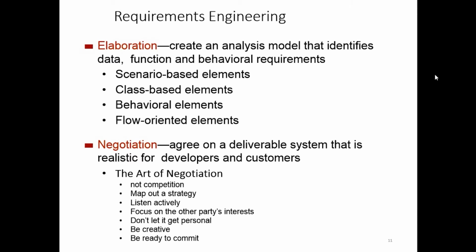There is some art of negotiation that we have to remember: it is not a competition. Both parties, the customer as well as the software engineer, should recognize that. We should map out some strategy, listen actively, focus on the other party's interest, not let it get personal, be creative, and be ready to commit. So these are some of the art forms of negotiation.